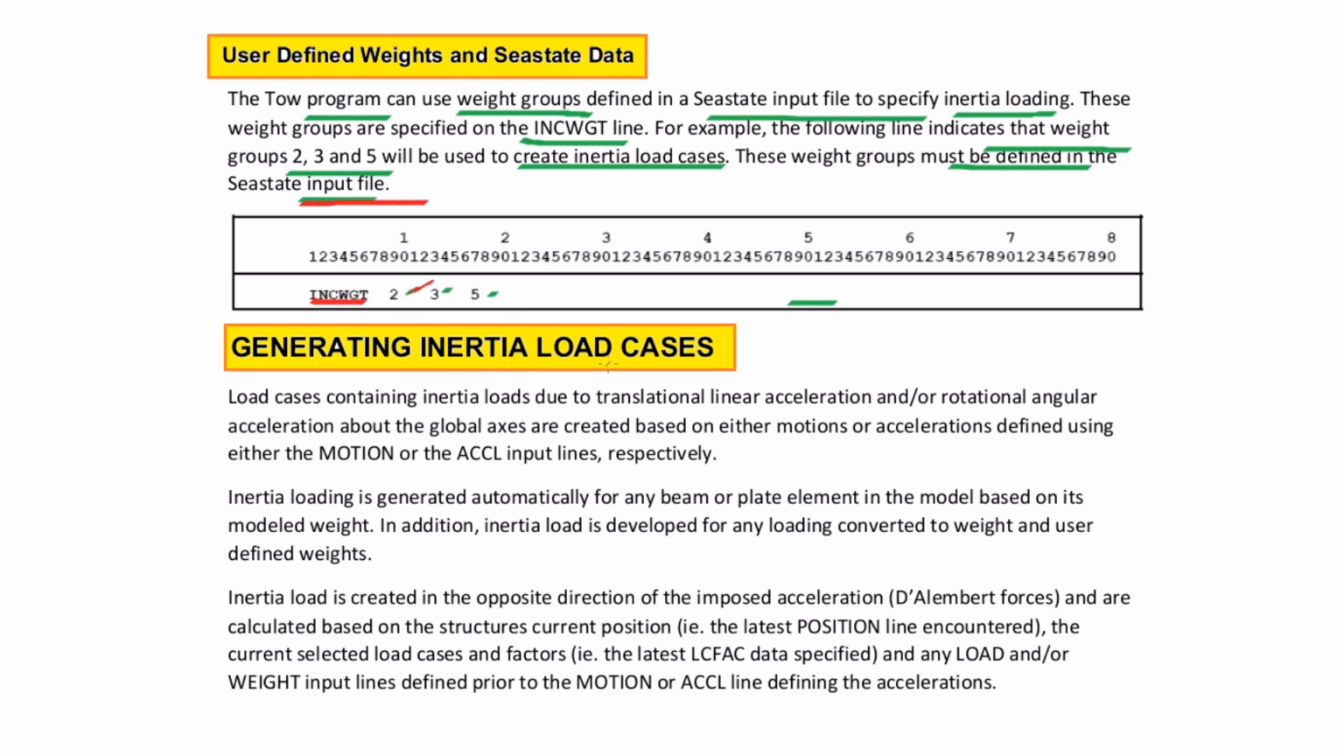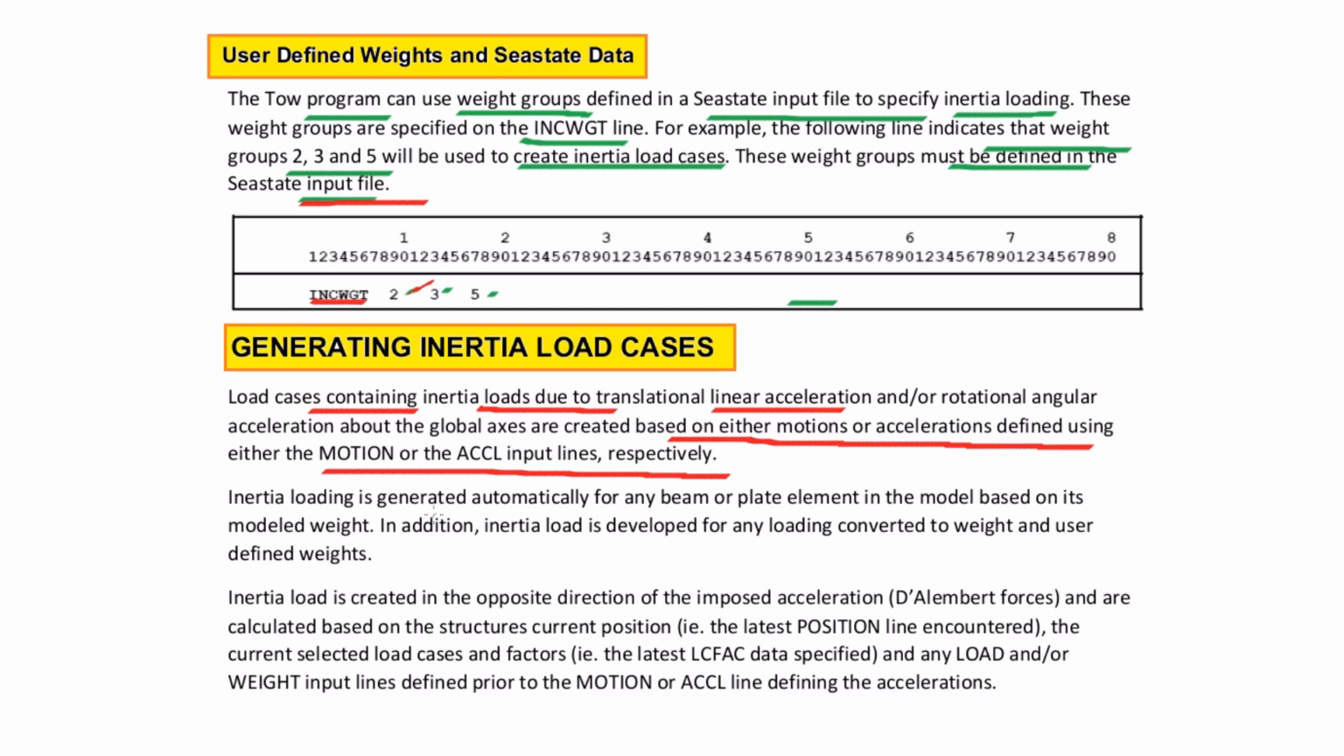Generating inertial load cases containing inertial loads due to translational linear acceleration or rotational angular acceleration about the global axis are created based on either motions or accelerations, and defined using either motion or acceleration input lines respectively. Either we can use the motion input line or the acceleration input line, so that we can create the inertial load cases based on either motions or accelerations.